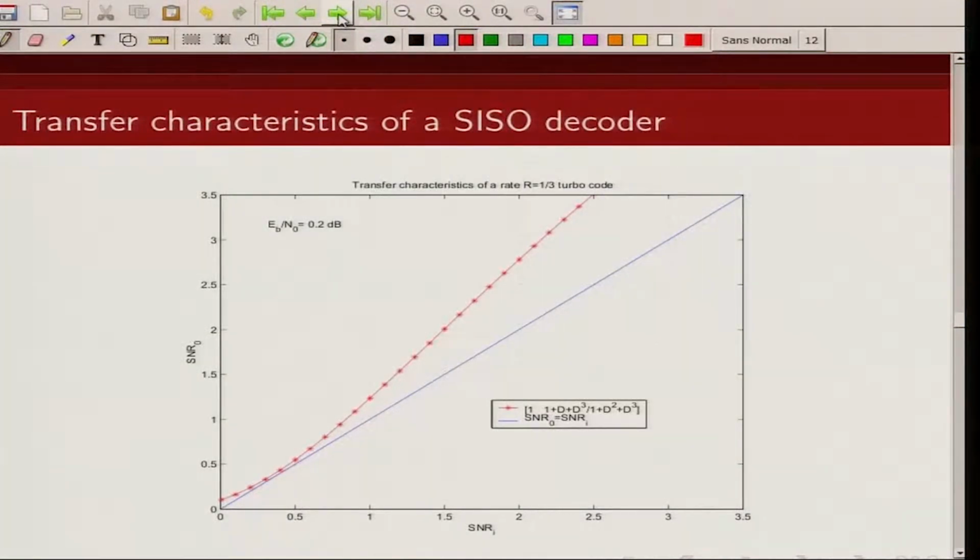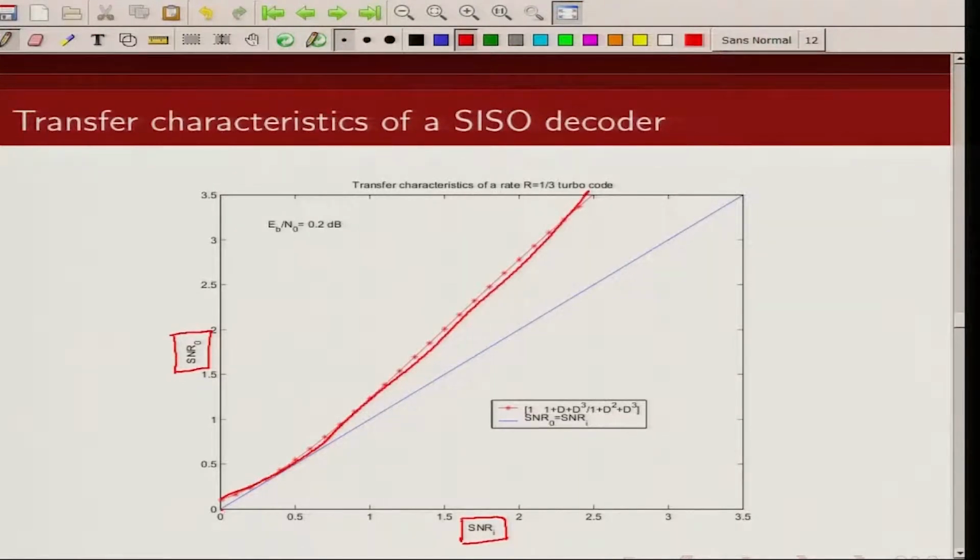So, here basically I have plotted, with a red curve, the transfer characteristics of one such code. It is an 8 state code. What I have here on the input side is the SNR of a priori information, and what I have here on the output side is the SNR of the extrinsic information.